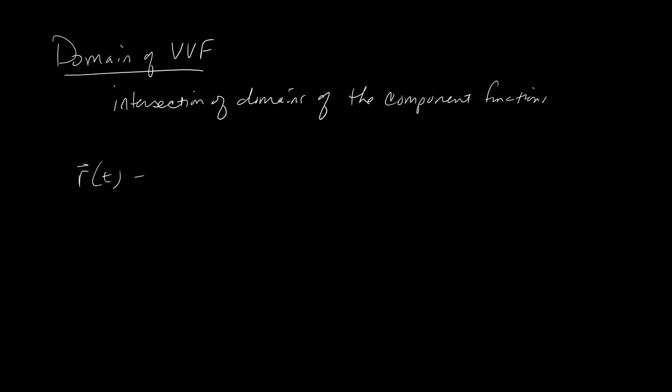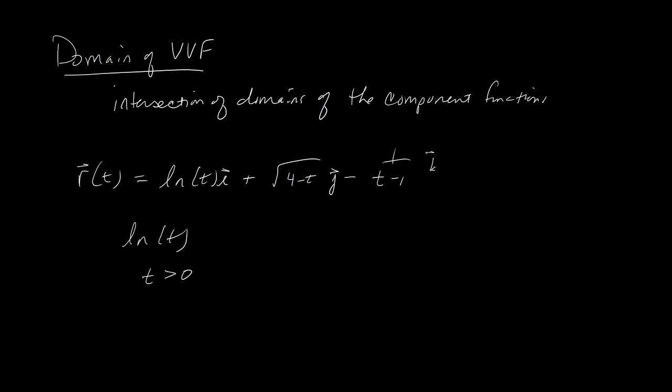Okay, so r of t is equal to ln of t in the i direction plus square root of 4 minus t in the j direction minus 1 over t minus 1 in the k direction. Each of these has restrictions on its domain, so each component function does. So ln of t, we have to have t greater than 0. It must be something positive.